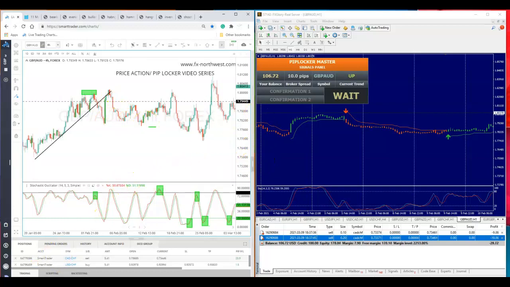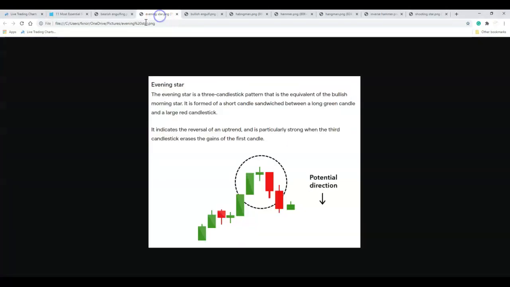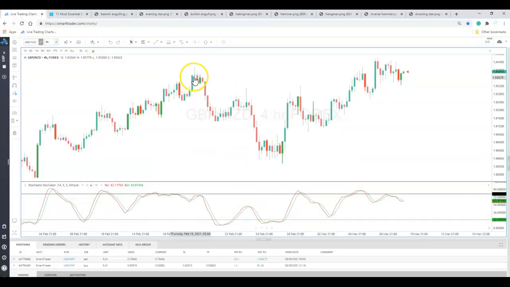Okay, so let's look for more examples of bearish engulfing candles. This is the pound New Zealand dollar. And notice this candle here, it's red, and it engulfs the previous candle. But also this 3-candle pattern is called an evening star, right here. Evening star is a 3-candle pattern, and it indicates a reversal of an uptrend. This is particularly strong when the 3rd candle erases the gains of the 1st candle. So this candle is like a shooting star.